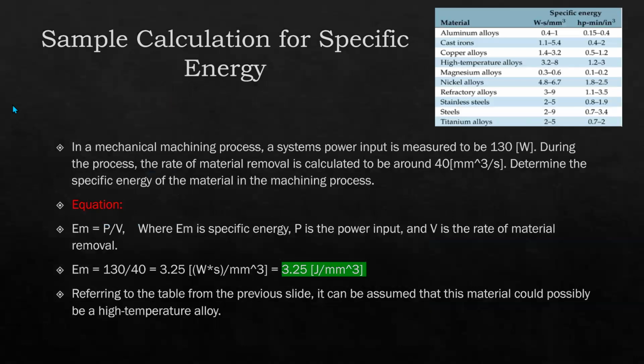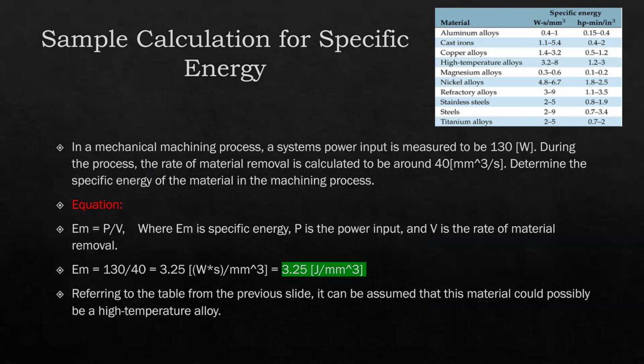So here's a sample calculation. In this scenario, a mechanical machining process, a system power input is measured to be about 130 watts. During the process, the rate of material removal is calculated to be around 40 millimeters cubed per second. Determine the specific energy of the material in the machining process.